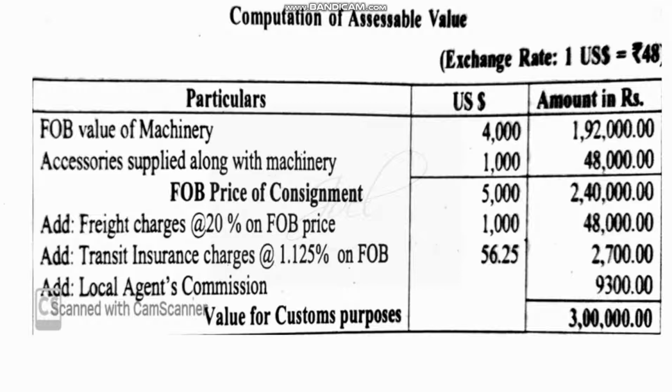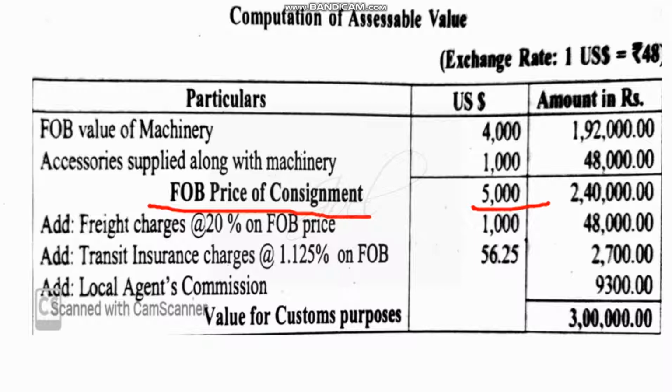As I told you, you have to follow this particular method. FOB value of the machinery is given here as 4,000, but some of the other items are also supplied along with that. So both we are supposed to add. Then whatever FOB price we get, that is the FOB price for our calculation purpose. So for our calculation purpose, our FOB price will be 5,000. 5,000 will be my FOB price for this consignment, and not 4,000. So we have to add two things here, one is freight, one more is transit insurance.